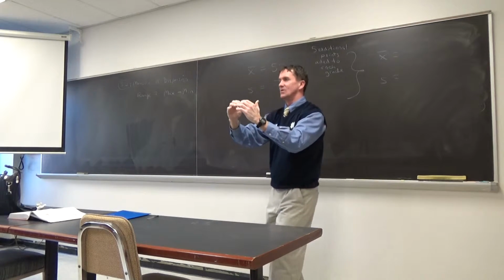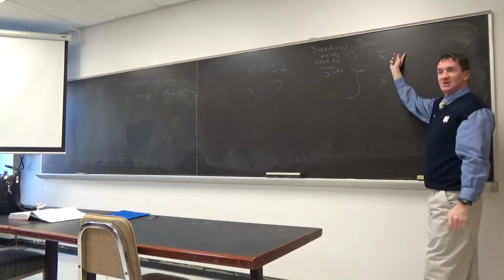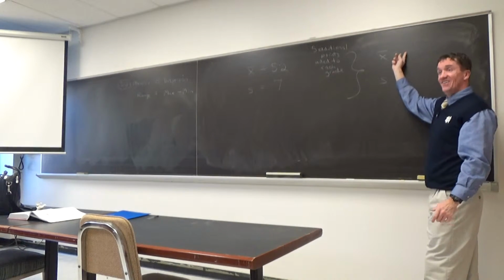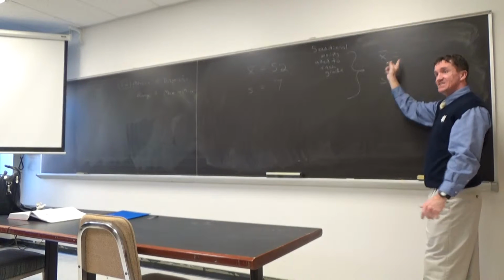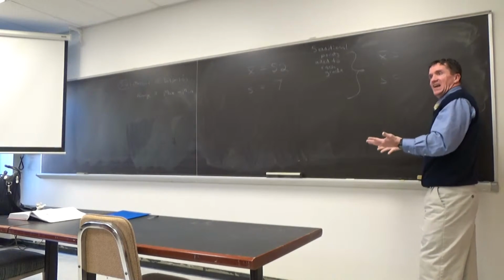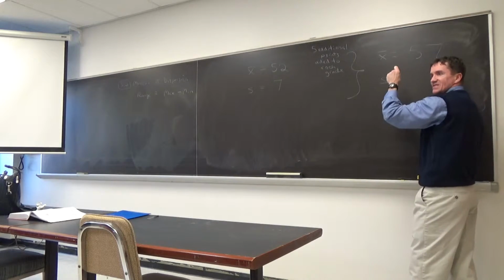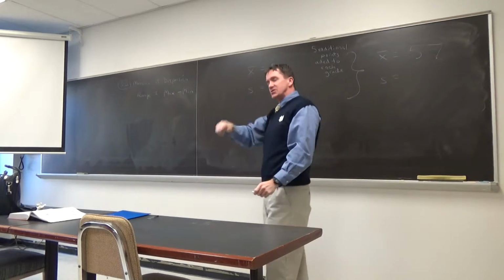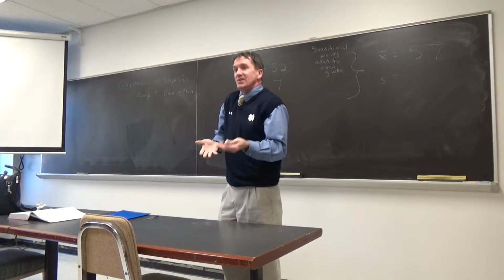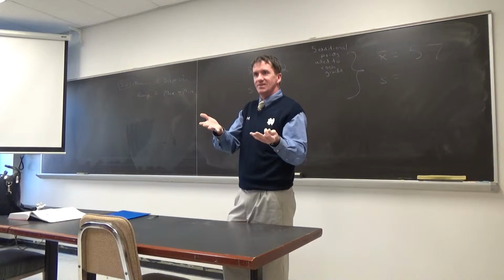So, what do you think the x bar is going to be? 57. You nailed it. Everyone agree? Everyone got 5 points added. What's going to happen to the average? It's going to go up by what? 5. 57. If Joe got it, Sue got it, David got 5 points, what's going to happen to the average? That's going to go up by 5 points, right?